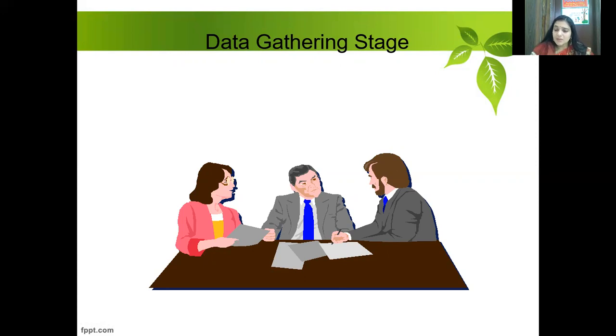You can collect data through secondary sources. You can also collect data through primary sources, through questionnaires, through surveys, through interviews. This is again another whole chapter.